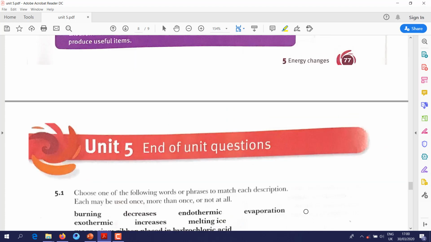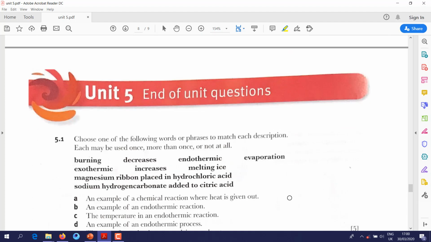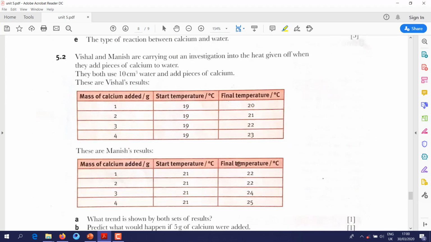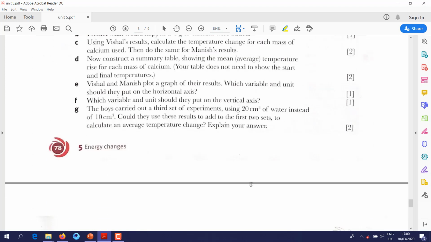That was the most important things in Unit 5. Your homework, again, is the end of unit questions. Solve the end of unit questions, and also review the revision book for the checkpoint. And have a good day.